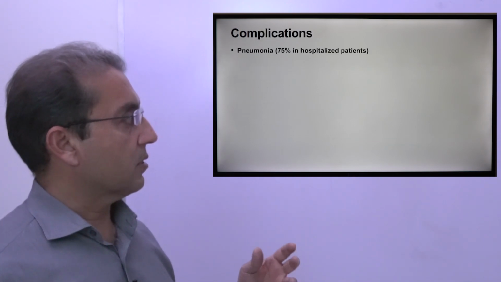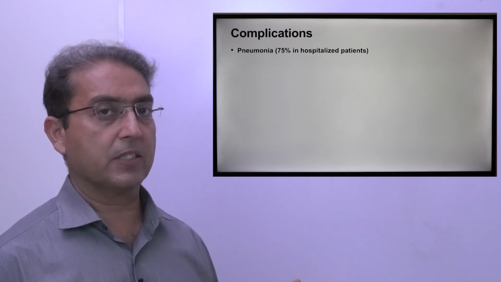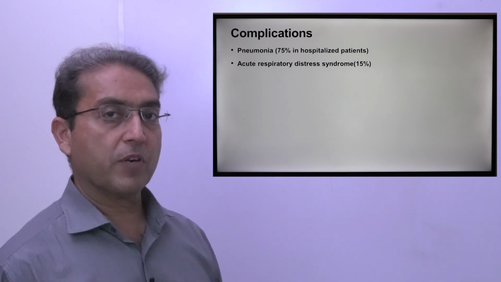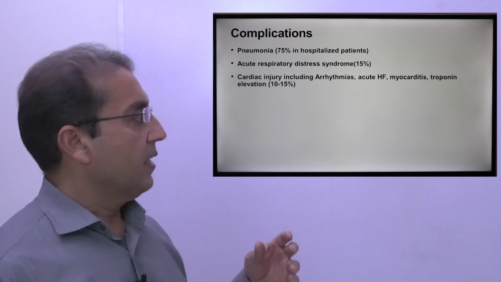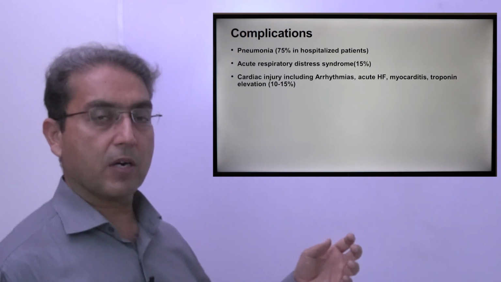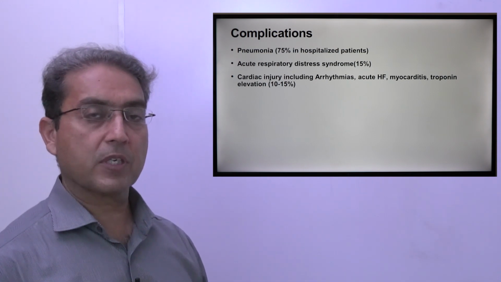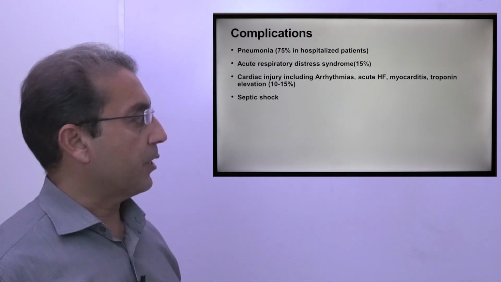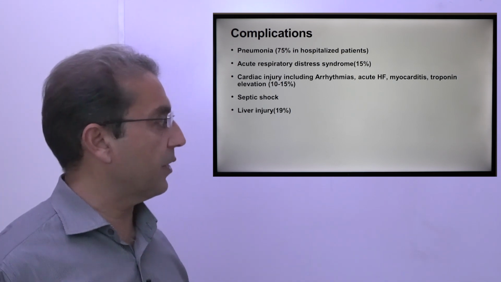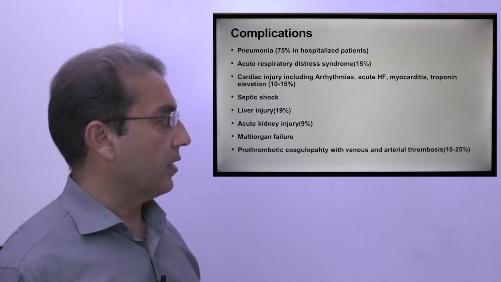Then complications. You see, 70% of the patients who are hospitalized are hospitalized because of pneumonias. There may be acute respiratory distress syndrome in 15% of the patients. Patients may have cardiac injuries including arrhythmias, heart failure, myocarditis, raised cardiac troponins in 10 to 15% of the patients. There may be septic shock. There may be liver injury in 19% of the patients. 9% of the patients may have acute kidney injury. There may be multi-organ failure.